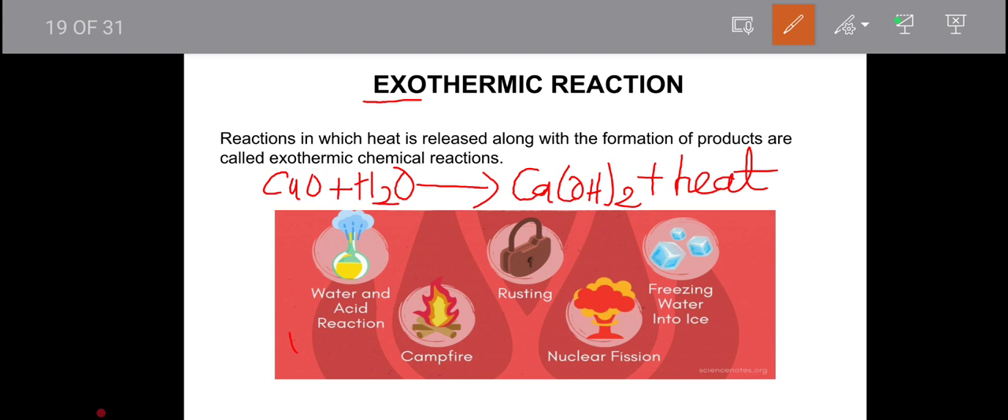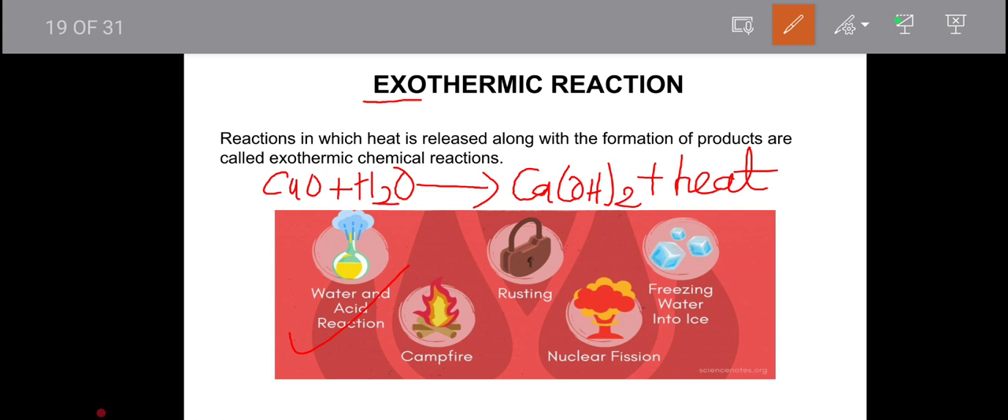So these are some of the reactions in which heat is evolved. First example is the reaction of acid and water. Whenever an acid and water are mixed together, it is an example of an exothermic reaction. Rusting is an example of an exothermic reaction. Campfire is an example of exothermic, where heat is evolved, right? Nuclear fission is an example of an exothermic reaction. Freezing of water into ice: water will be liberating heat to decrease its temperature. So these all are examples of exothermic reactions.